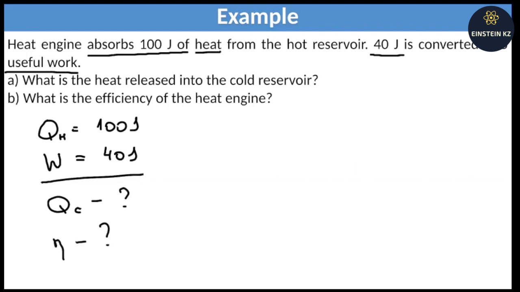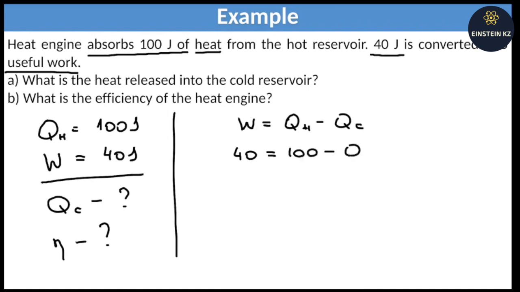So what do we do here? From energy conservation, W equals Q hot minus Q cold. If we substitute the numbers here, we will have W as 40, Q hot is 100, minus Q cold. From here we can calculate that Q cold is equal to 60 joules.